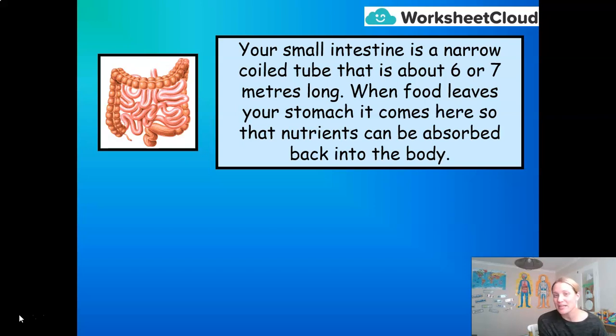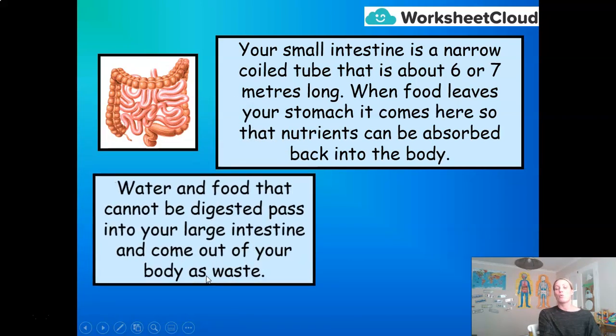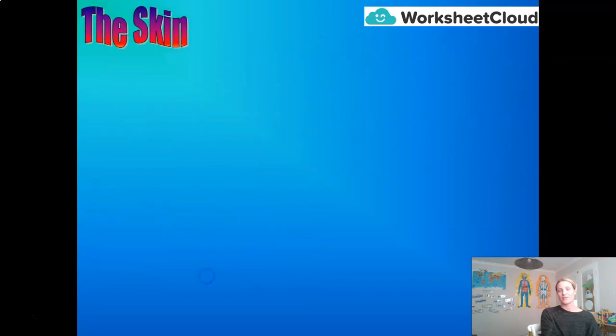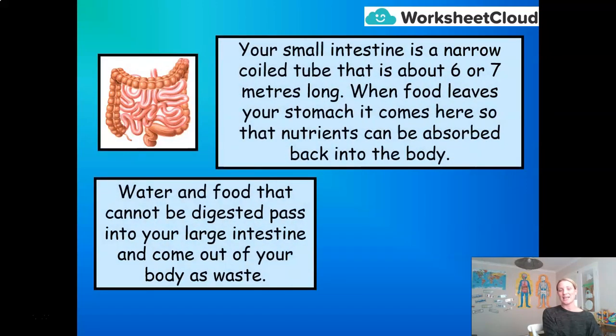The food leaves your stomach and comes there first, so that all the nutrients from what you've eaten can be absorbed into the body. Water and food that cannot be digested goes into the large intestine, and comes out as waste. So that's really where all the gunky bits end up.